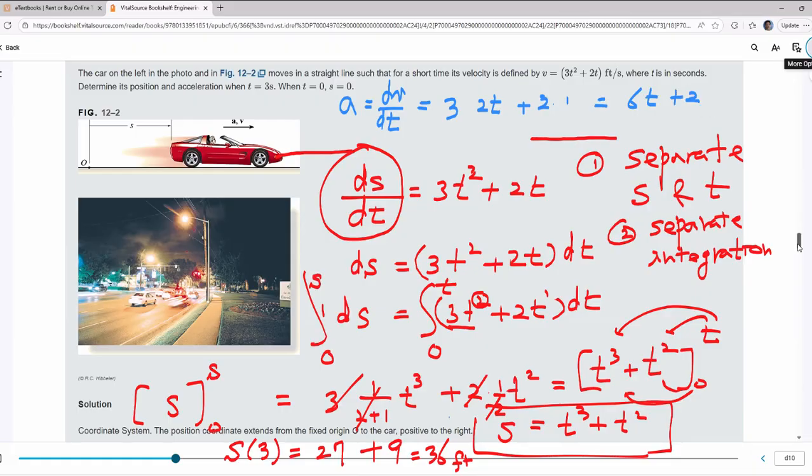So evaluate acceleration when time is 3. a at 3 then: 6 times 3, that is 18. 18 plus 2, 20 feet per second squared. Of course, 3 digits, 3 significant figures. Okay. Any question?